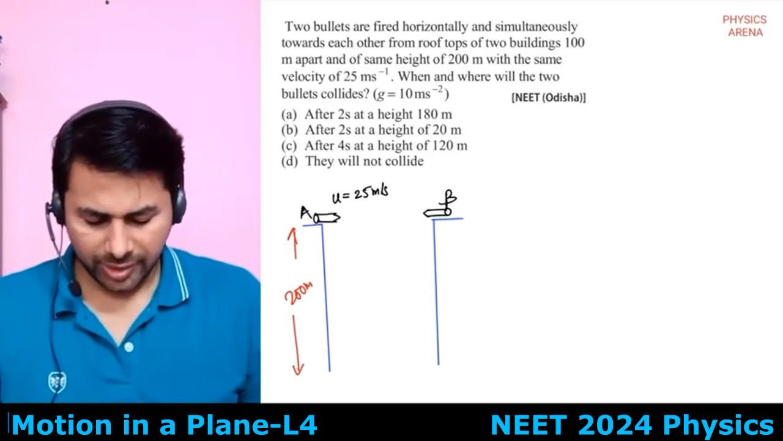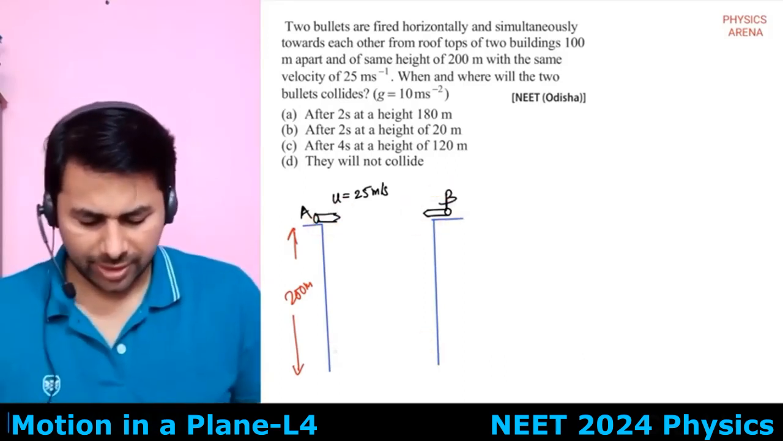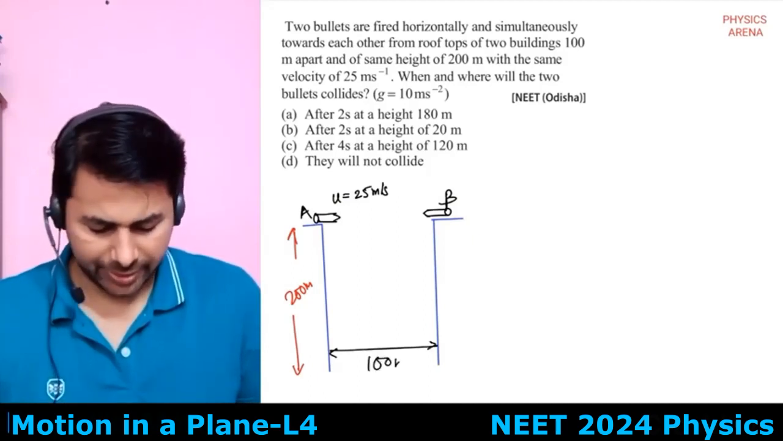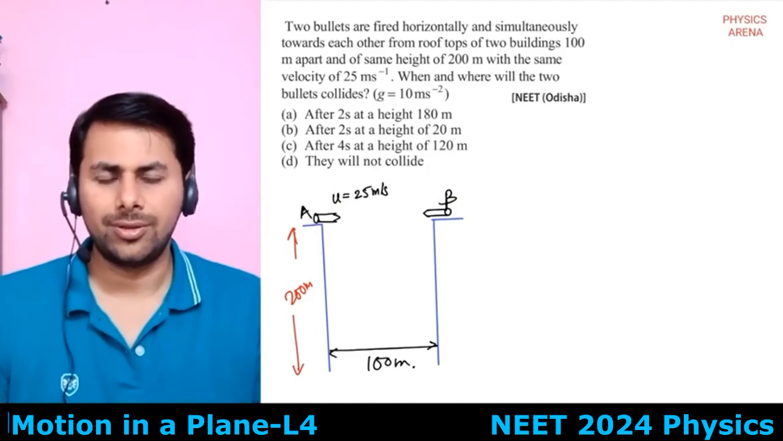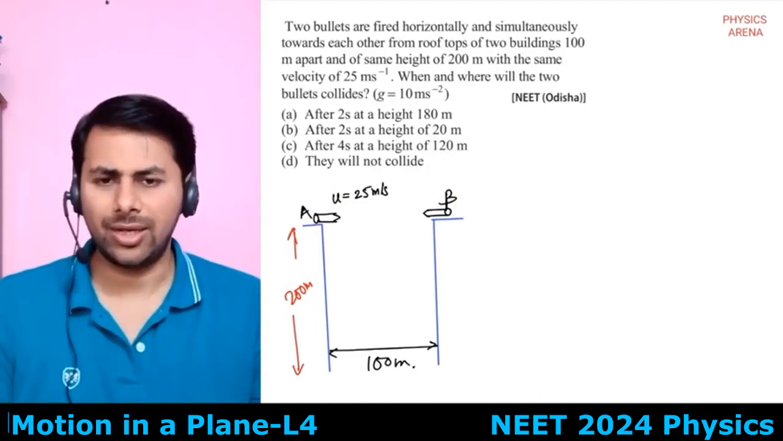And the distance that A has to cover with respect to B is this much distance. How much is this distance? It is 100 meters. So can you find out in what time they will collide?